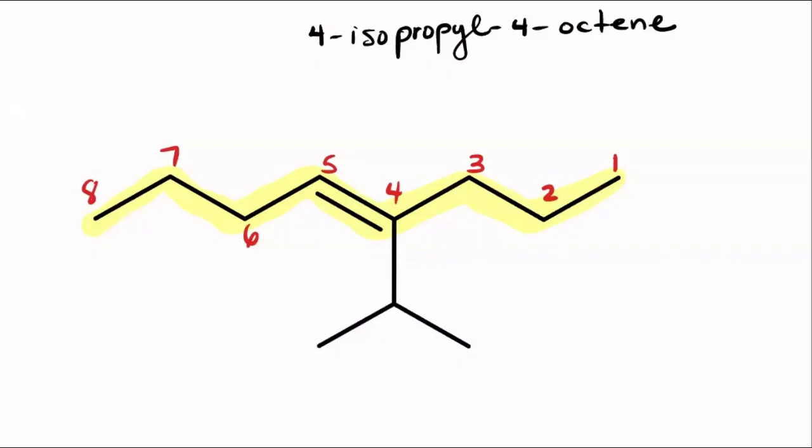Let me write in the carbons and hydrogens. This is a CH connected to 2 CH3s. That's why this is an isopropyl group. It is out of position 4. Also on carbon 4 is where my double bond starts. So that's why I have this digit of 4. Oct for the 8 carbons, ene because this is an alkene.